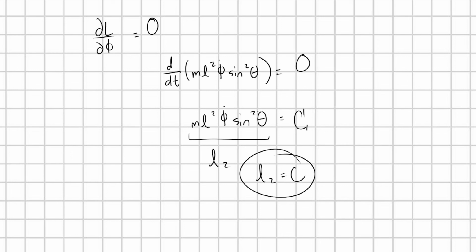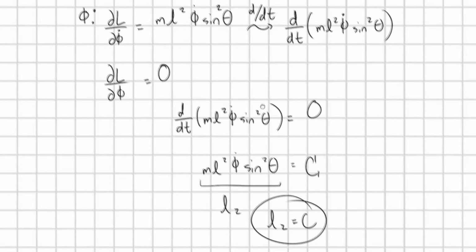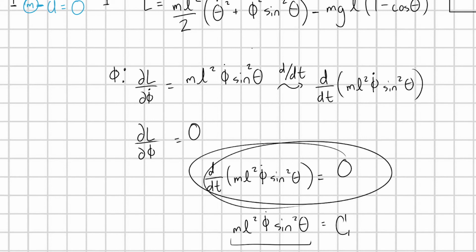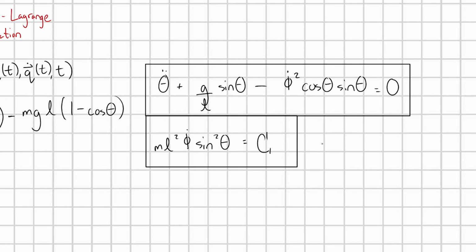And that just goes to show another big power of these Euler-Lagrange equations: when you get terms zeroing out, you can end up finding conservation laws very quickly. All right, and with that, we found the equations of motion for our spherical pendulum.